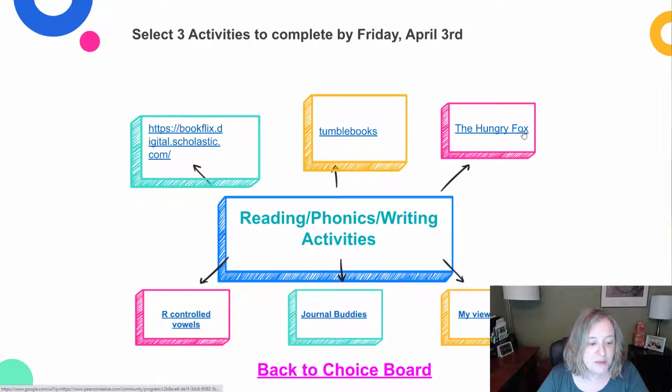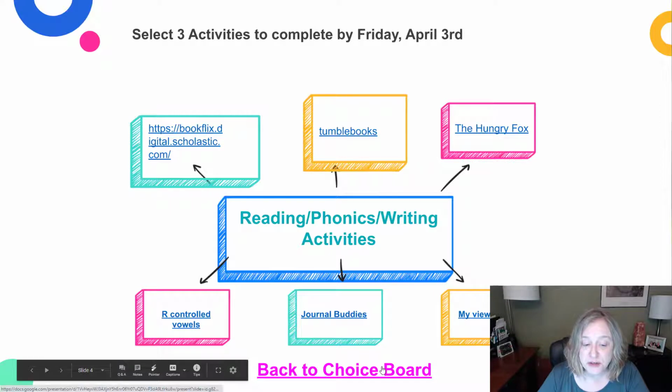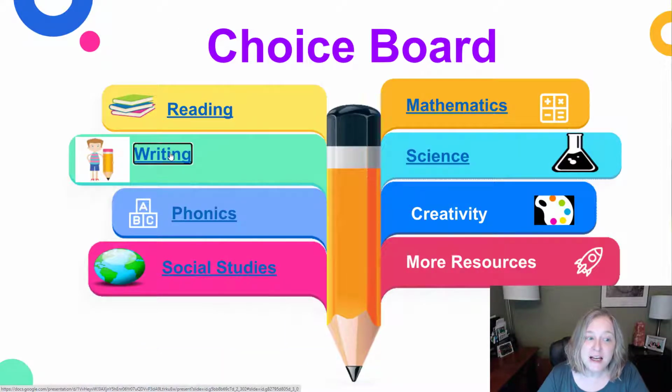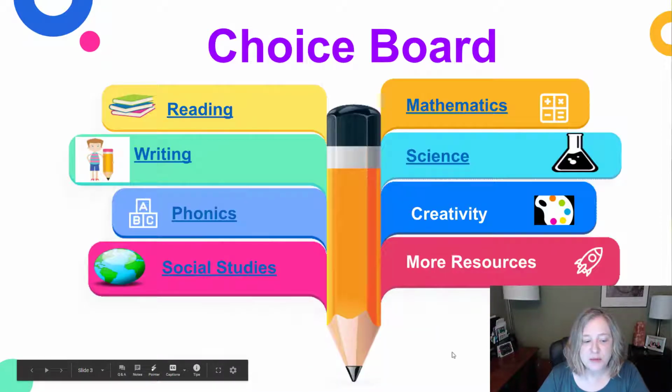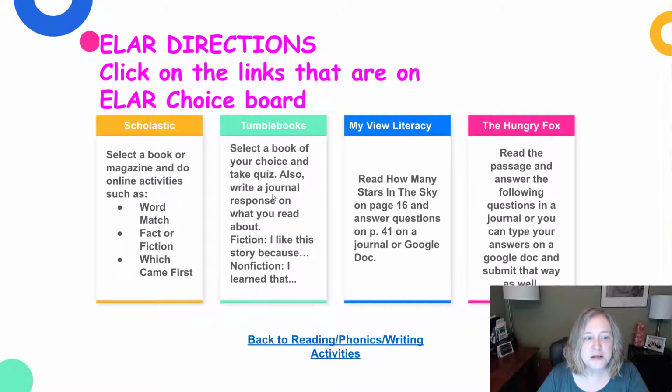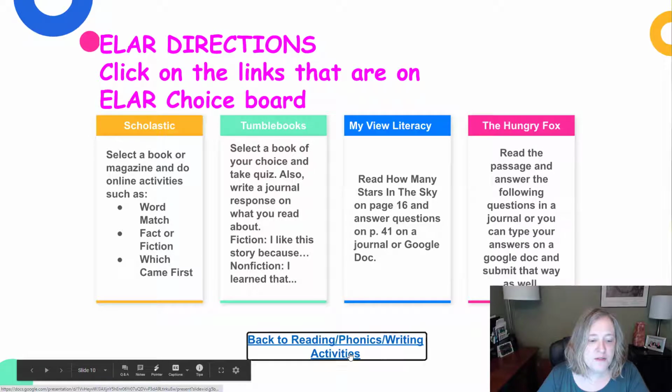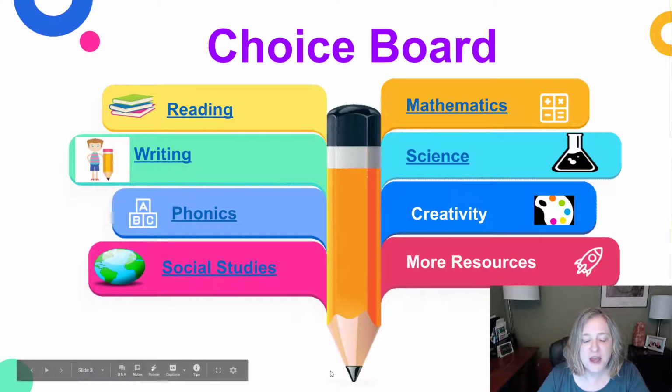Some take me to Google Docs, some take me to review websites, so lots of different things that I have to complete. When I'm ready to go to another subject, I go back to the choice board and I can choose a different category. So you can see how this works. On phonics, I've got different activities, but this is basically a template that shows you how to complete all the assignments. Then there's a more resources page, where if you want some more directions or some more help, you can get to more resources there. So that's basically a sample of a choice board.